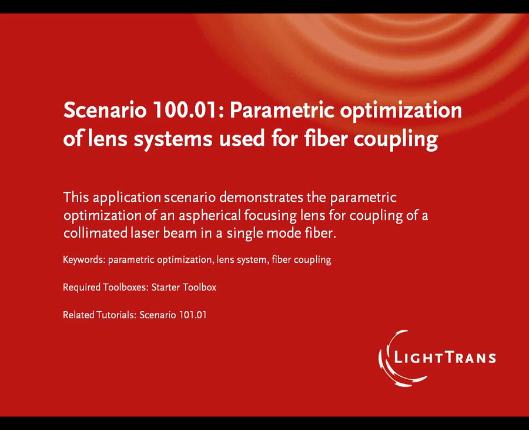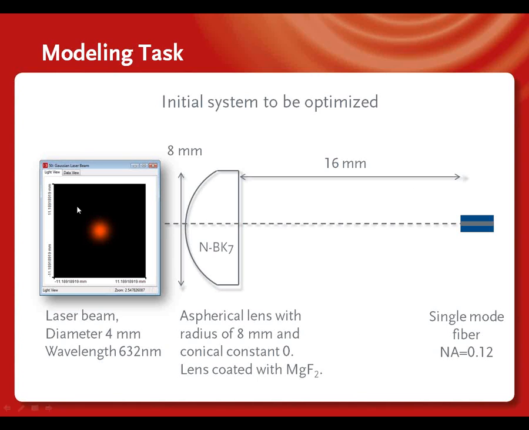It is actually related to the previous example because I would like to show you now the parametric optimization of a lens system for fiber coupling. So the goal is to couple the light of a single mode laser into a single mode fiber, and the goal is to maximize the fiber coupling efficiency. So I will assume again a collimated laser beam, in this case with a wavelength of 632 nanometers and a diameter of 4 millimeters.